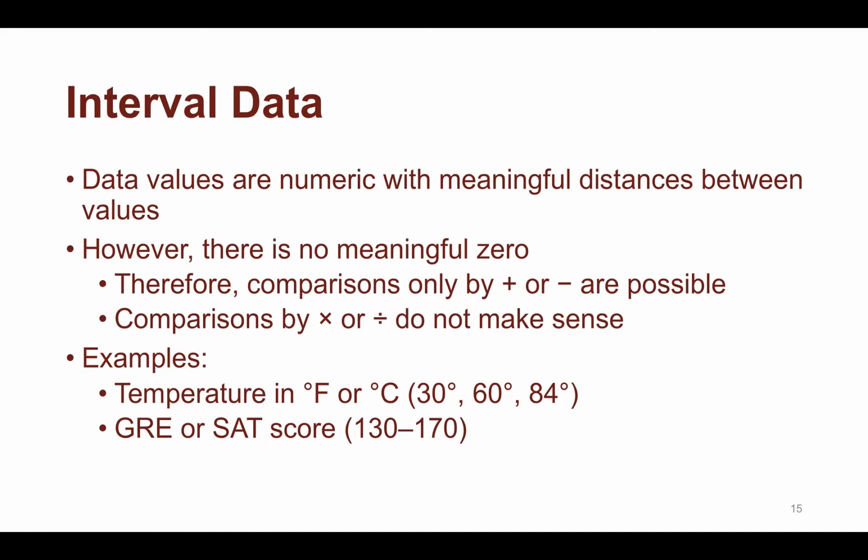But just some examples of interval data would be temperature on a Fahrenheit or Celsius scale, because you don't actually have an absolute zero on those scales. You can have negative temperatures in Fahrenheit and Celsius. And another example would be certain standardized test scores like the GRE or the SAT. I'm not sure if this is currently the scale that they use, but at one point the scale was ranging from 130 to 170, so there's no meaningful zero.